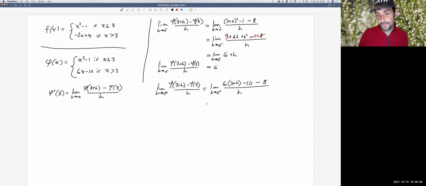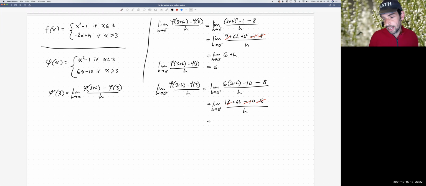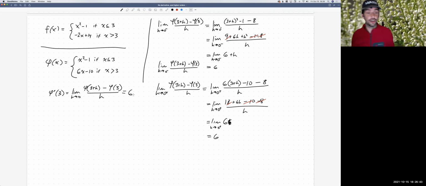That doesn't change. We get the limit as h goes to 0 from above of 18 plus 6h minus 10 minus 8 over h. You can see that the 18 cancels with the minus 10 and the minus 8. Then the factor of h will cancel, and we're left with just 6. Factors of h canceled, and the limit of a constant is just a constant. So since the two one-sided limits are equal, then the limit is equal, right? That was our connection between one-sided limits and the limit.